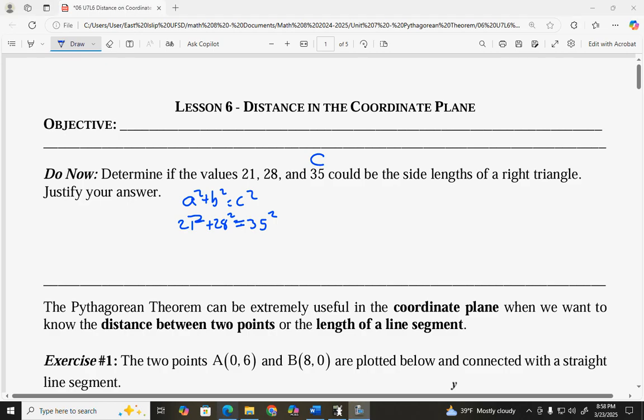So 21 squared is 441. 28 squared is 784. And 35 squared is 1,225. So when I add these, I get 1,230, which does not equal 1,225. So these sides do not make a right triangle.